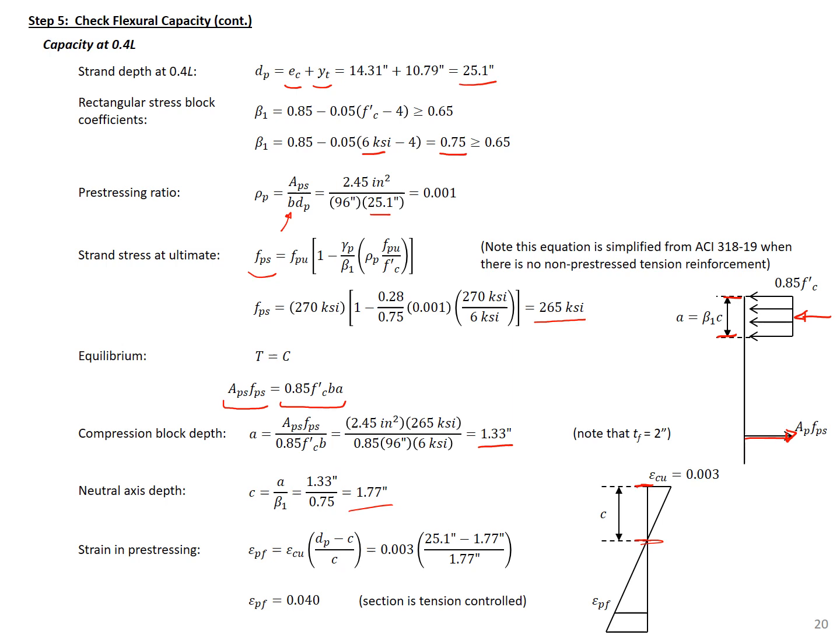We can then use this, our strain diagram, assuming a linear strain profile across the depth of the section, and we can figure out the strain at the centroid of our prestressing strands caused by this applied stress. So here you can see we'll find that strain to be 0.04. ACI defines a tension-controlled section as one in which this strain is greater than 0.005 for prestressed members. So you can see that we are tension controlled, so we'll be able to use a phi of 0.9 moving forward.